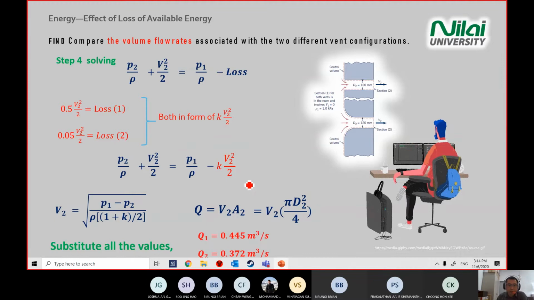So you substitute all the values. This is just a reference value. So you get your volume flow rate for case 1. You'll get 0.445 meter cubed per second. And then your Q2 for scenario number 2, you'll get 0.372 meter cubed per second. All right, so this is how we apply the mechanical energy equation in this scenario.